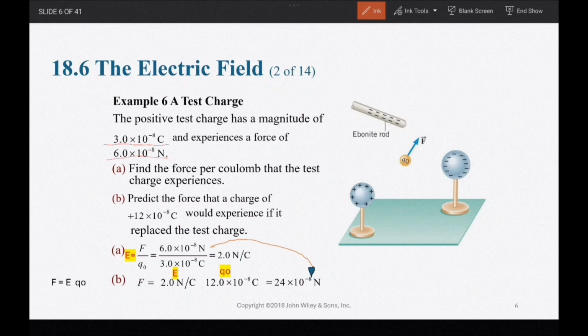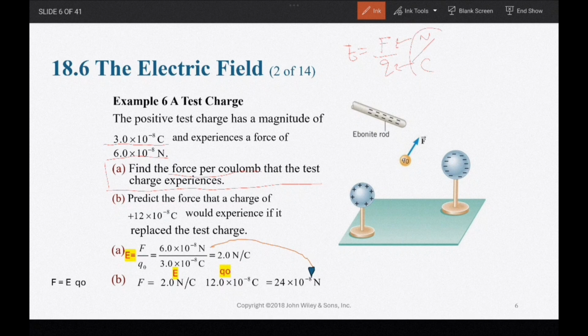The formula that we're going to use here is E is equal to F over Q. Why? Because in the first part, letter A, we need to find the force per coulomb. Why force per coulomb? Because the unit of the force is newton, and the unit of the test charge is coulomb.